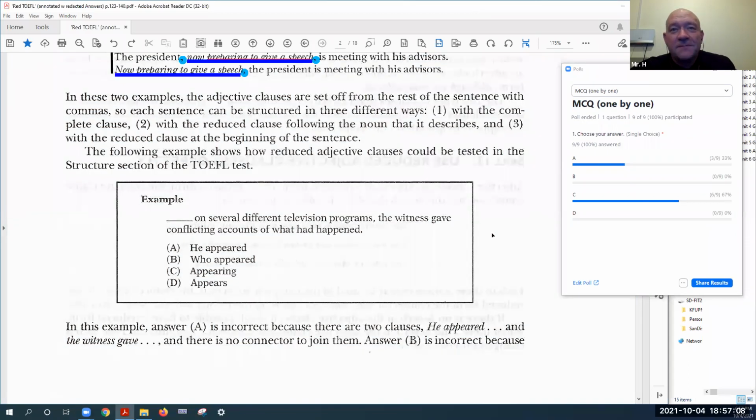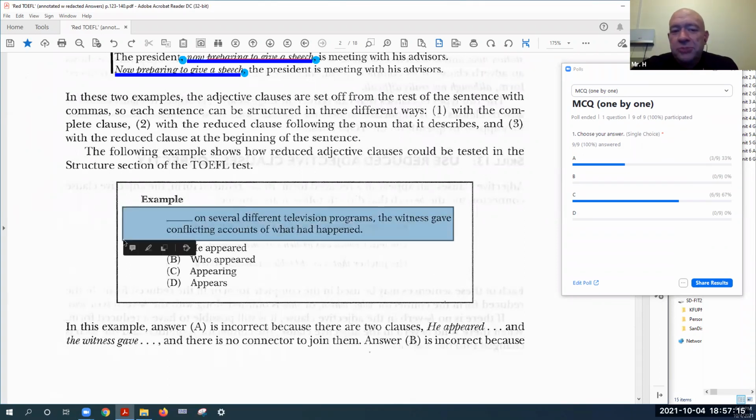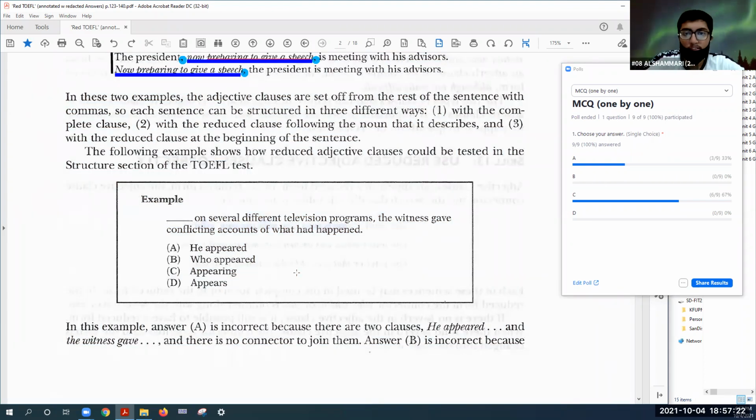Well, let's take a look. In this example, do you see any subjects or verbs? Yes, the witness. The witness is the subject. How about the verb? Gave. So we got a subject, we got a verb.